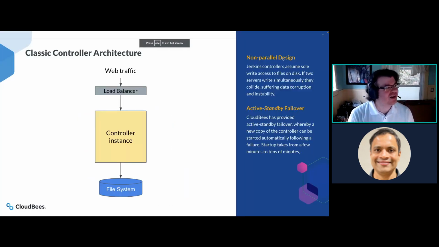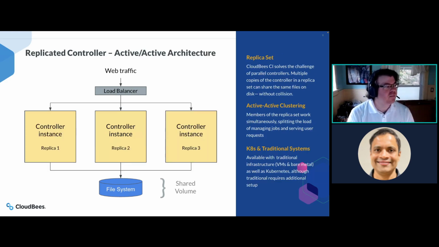So let's take a look at a traditional classic controller architecture first. A classic controller architecture is you have your web traffic hits a load balancer, hits your controller instance, and then goes to the file system. In a modern HA implementation, we have the concept of replicated controllers. This is handled in essence by using a replica set or a deployment in Kubernetes.